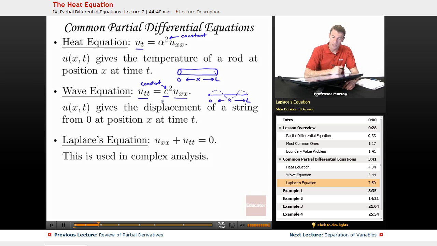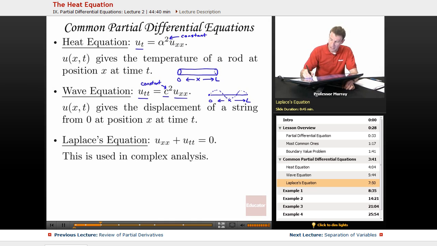The last equation that's very common when you study partial differential equations is Laplace's equation, which says that u_xx plus u_tt is equal to 0. And this one comes up a lot in complex analysis. I'm not going to interpret that one physically for you because it's not one that we're going to be studying later. We're actually going to spend most of our time studying the heat equation. But I just wanted to show you Laplace's equation because these really are the big three partial differential equations that people study: the heat equation, the wave equation, and Laplace's equation.